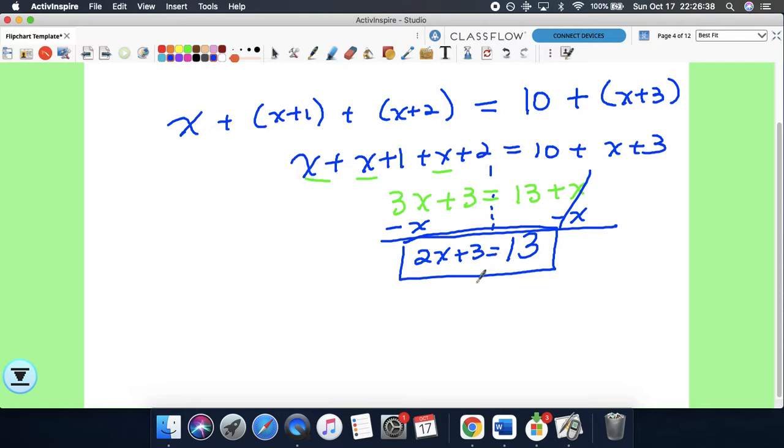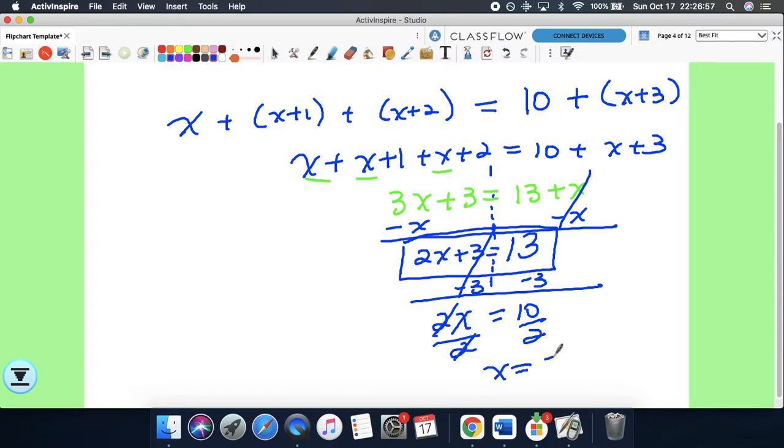Well, let's take care of that. It's a two-step equation. We get rid of the 3 first, the constant: minus 3 and minus 3 on this side. 3 minus 3 is 0, so those two go away. We are left with 2x, and 13 minus 3 is 10. Divide both sides by 2. 2 divided by 2 is 1. 1 times x is just x, and 10 divided by 2 is 5.